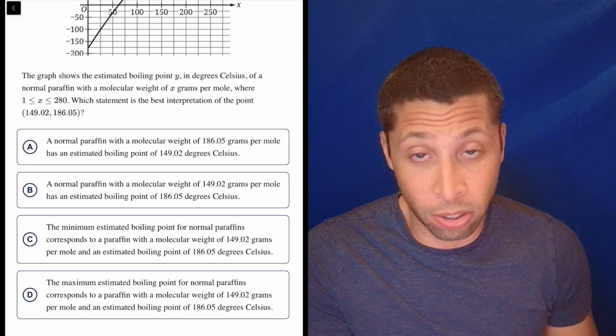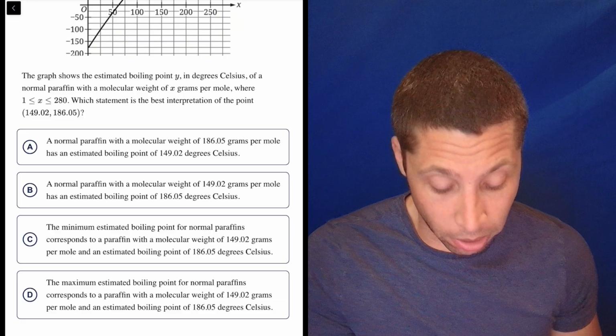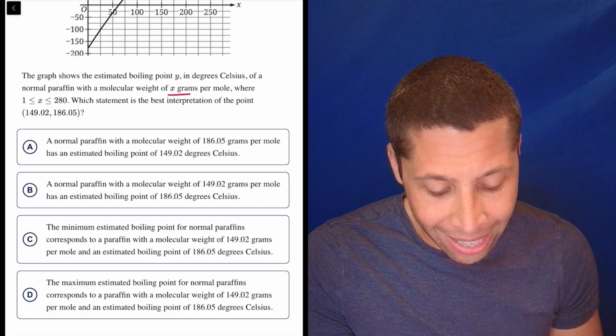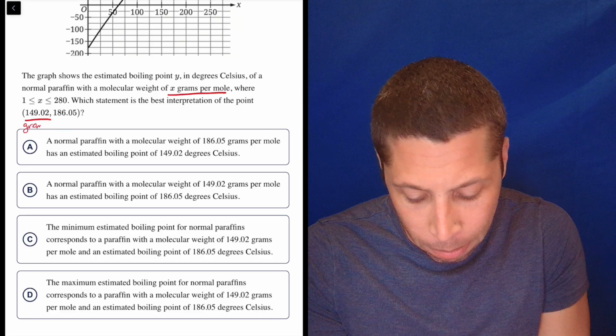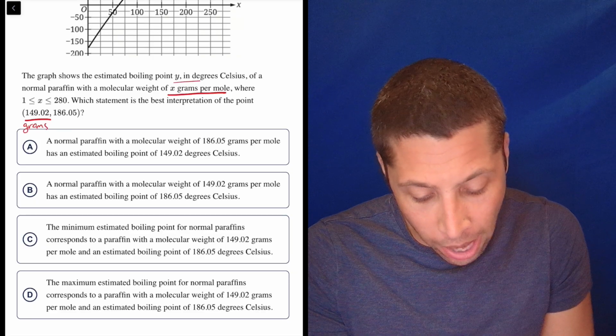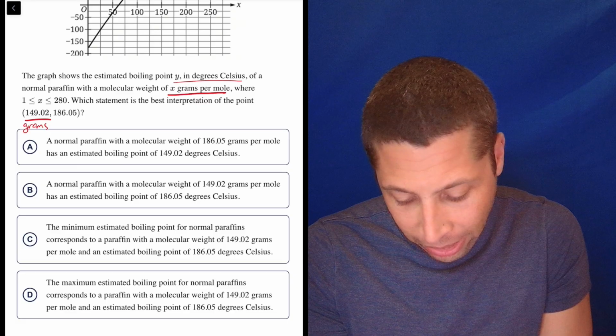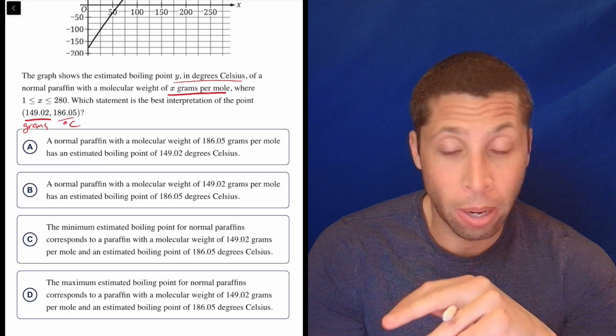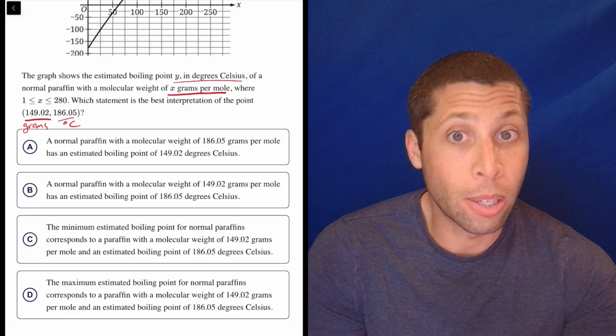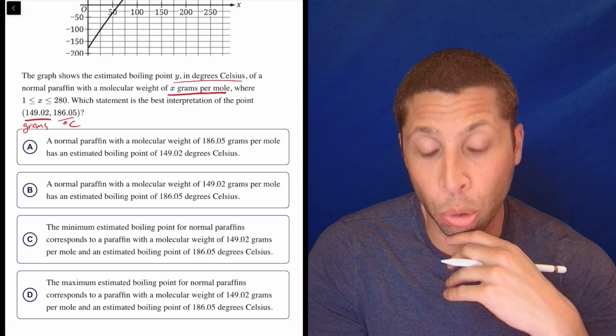Essentially, this starts out as a units question, right? We're going to need to match X grams per mole, meaning that this 149 is going to be in grams, and then this Y is degrees Celsius, so 186.05 degrees Celsius. So that's literally the only thing I'm looking for, is did they even just get the units right? Let's start with that. We could probably eliminate some choices from that.